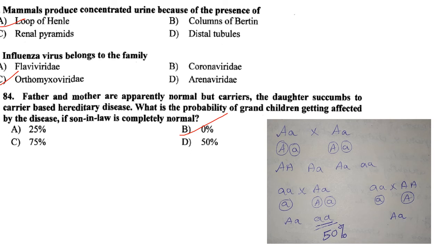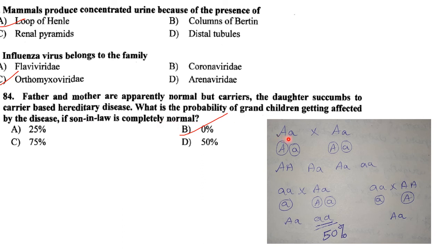Now father and mother are apparently normal but carriers. So they are normal phenotypically, but genotypically they are carriers of that particular disease. So the daughter succumbs to a carrier-based hereditary disease. What is the probability of grandchildren, that is the daughter's son or daughter, getting affected by the disease if the son-in-law, that is the daughter's husband, is completely normal?